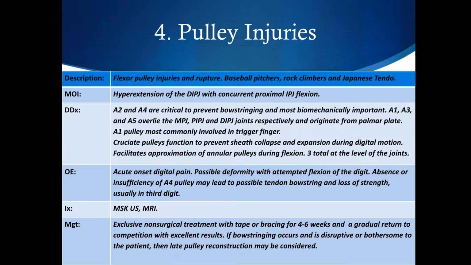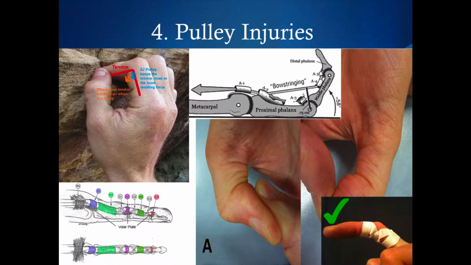Investigations would include soft tissue imaging with MSK ultrasound and MRI. Management is exclusively non-surgical with tape or bracing for 4 to 6 weeks and a gradual return to competition with excellent results. An example of the taping is seen in the image slide number 11. If bowstring occurs and is disruptive or bothersome, then late pulley reconstruction may be considered.